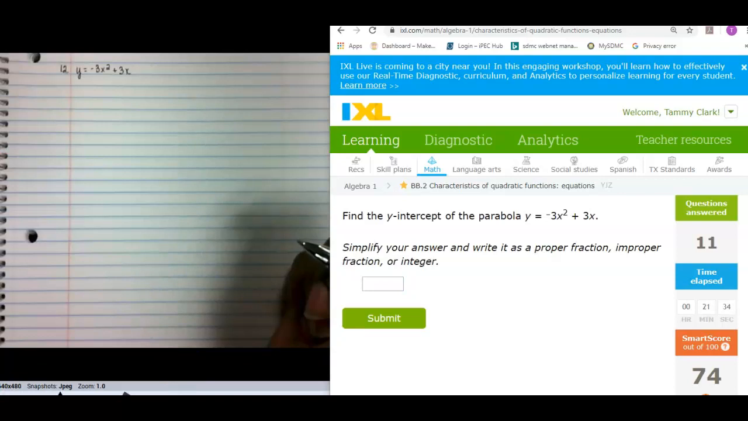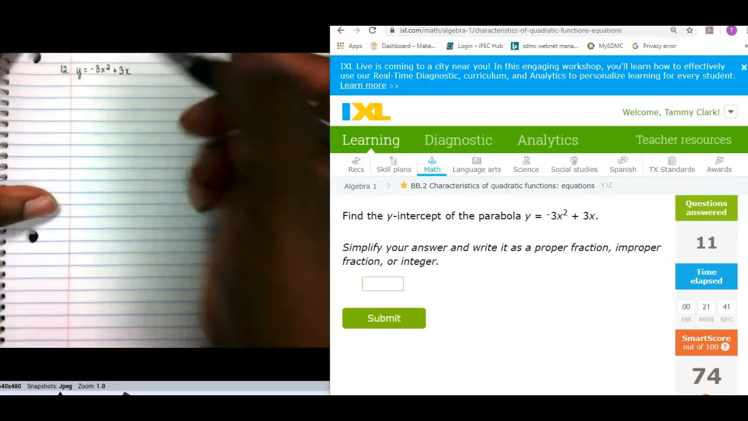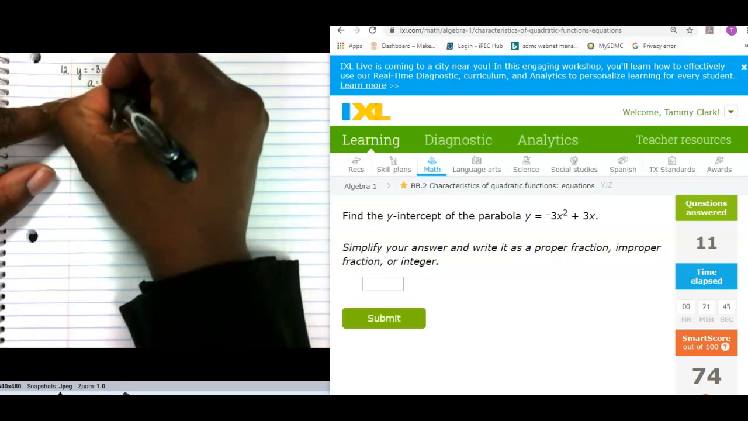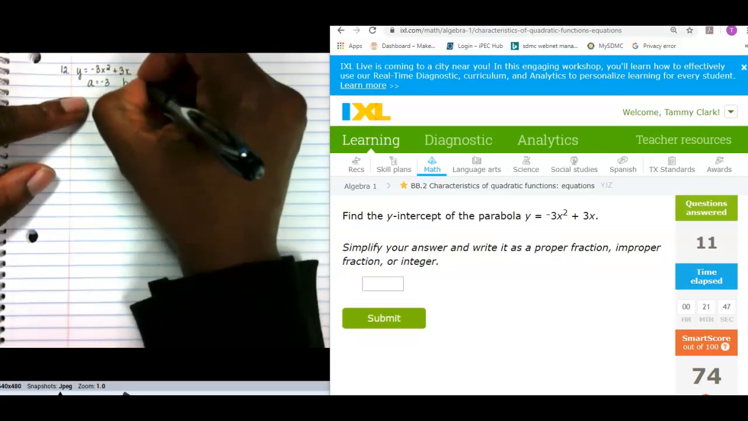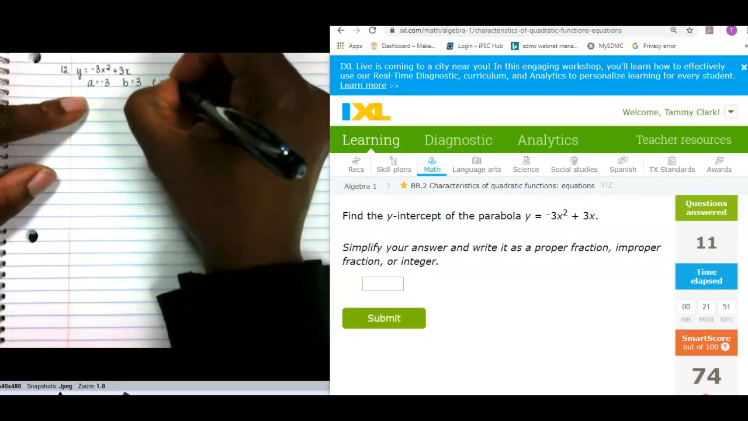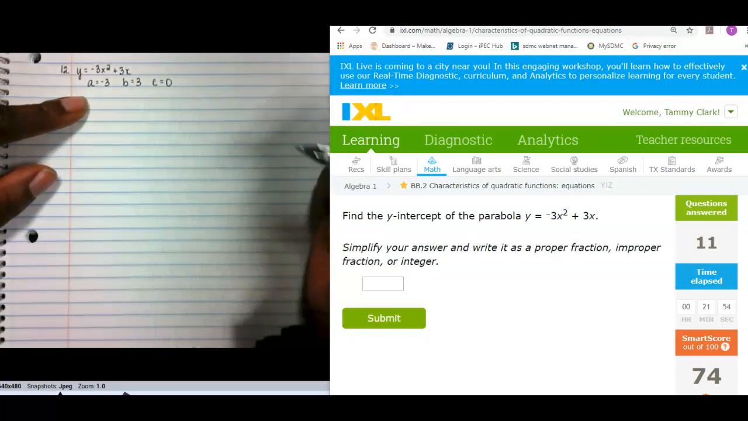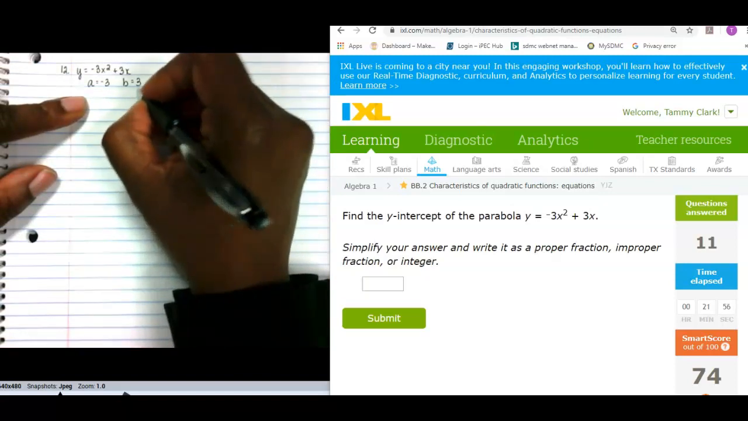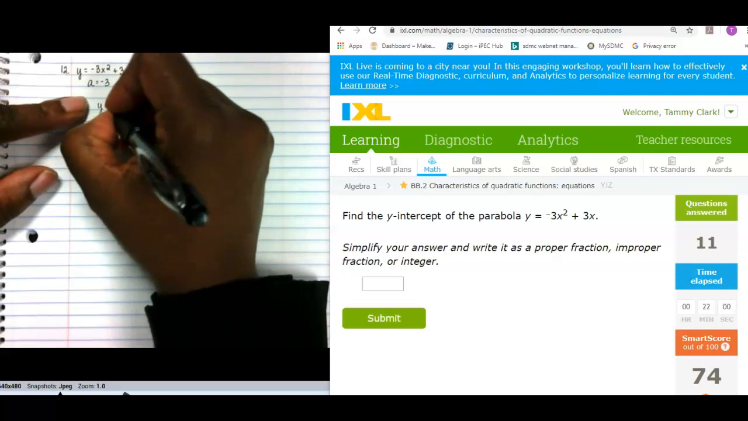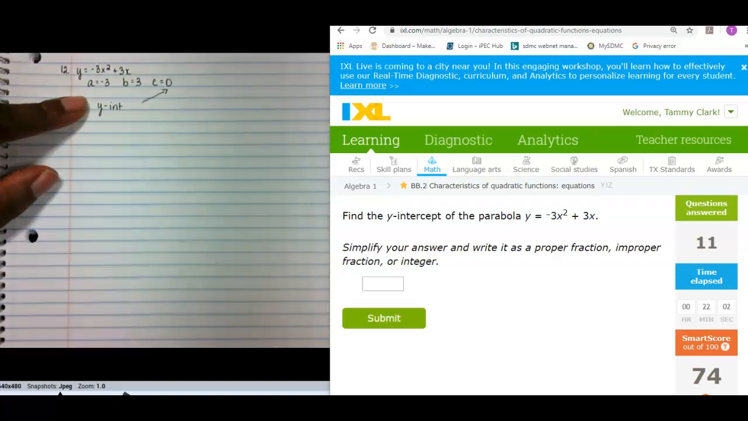Our next problem says find the y-intercept of the parabola y is equal to -3x squared plus 3x. So if you think about this, A is -3, B is 3, but we didn't have a C. So since we don't have a C, we can say that C is 0. And if you also remember, the constant term is the y-intercept. So the y-intercept in this case is 0.